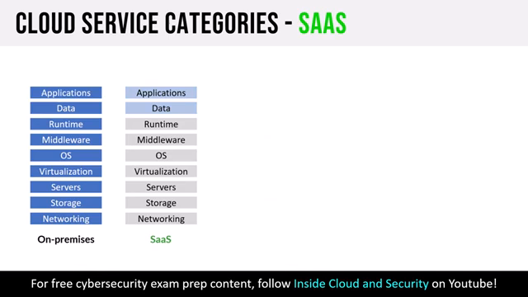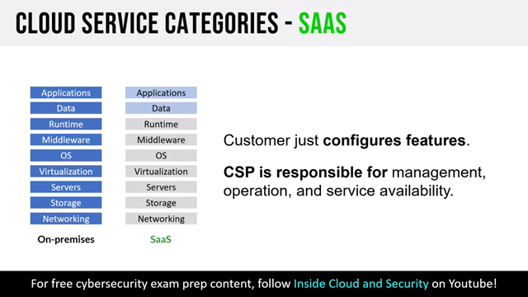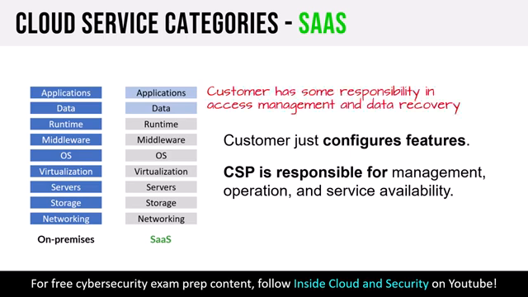Then finally, in the SaaS bucket, again, we're just configuring features as a customer. The CSP is responsible for management, operation, and service availability. And SaaS brings even more advantages here. The customer still has some responsibility in terms of access management and data recovery. For example, in Office 365, we typically have backups of that data, so if we have a ransomware attack, we can recover more quickly. Certainly, in many of these SaaS scenarios, we'd be able to recover with the built-in capabilities of the SaaS service, but the customer can step in and add some recoverability of their own.